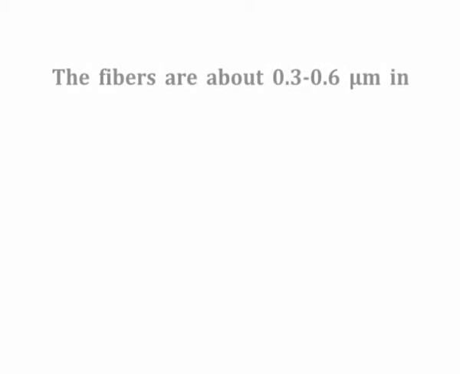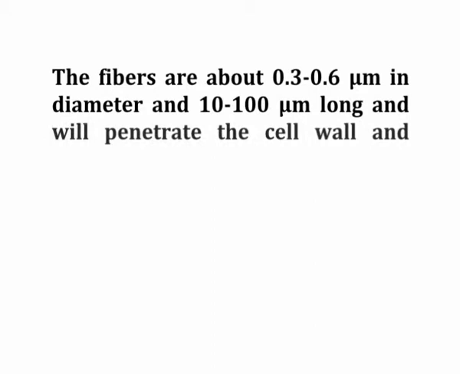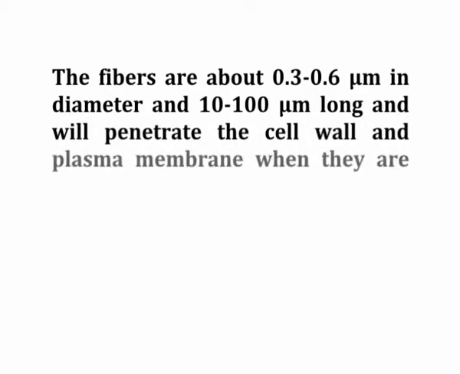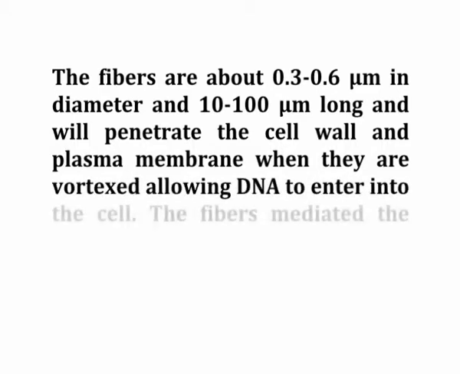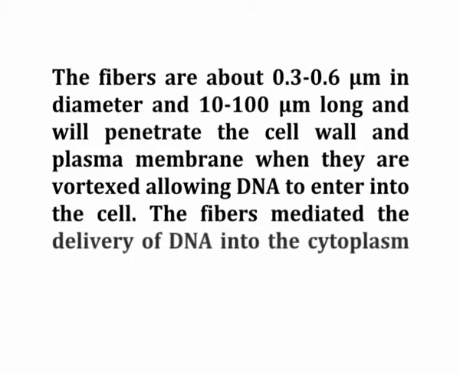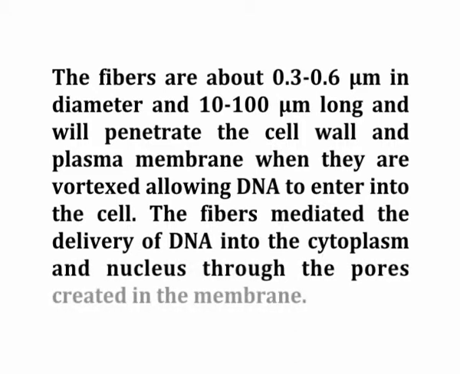The fibers are about 0.3 to 0.6 micrometer in diameter and 10 to 100 micrometer long, and will penetrate the cell wall and plasma membrane when they are vortexed, allowing DNA to enter into the cell. The fiber mediates the delivery of DNA into the cytoplasm and nucleus through the pores created in the membrane. The method is found to be widely applicable in transformation of maize and tobacco suspension culture cells.